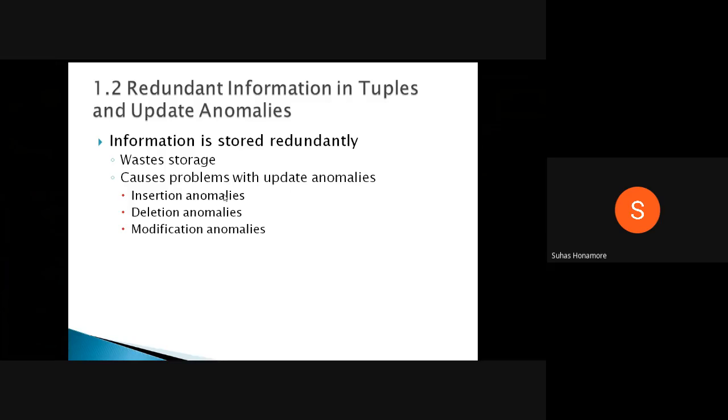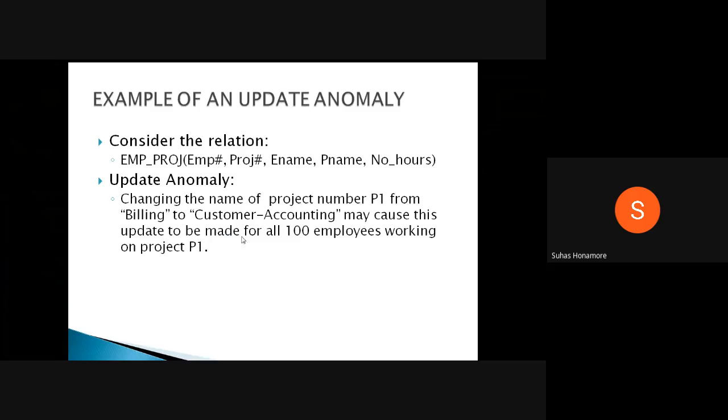First one is the insertion anomaly, where while inserting something it will lead to some problem. Then the deletion anomaly, then the modification anomaly. There are three kinds of problems it will lead to. So what are all those things? We will take one example. Suppose consider this is my relation, or a table. My table name is emp underscore prog. So this is my relation.